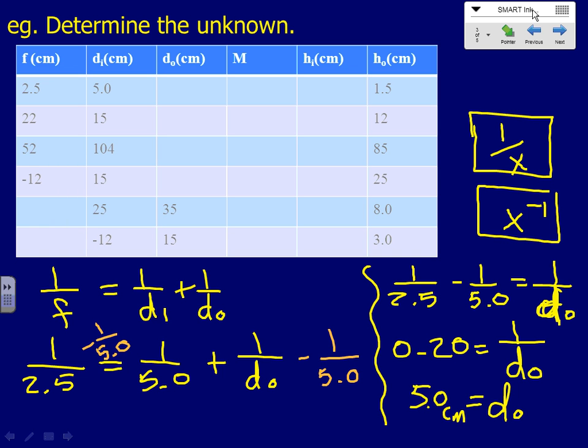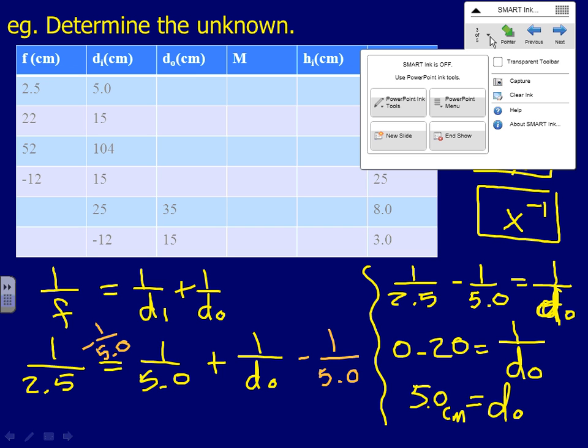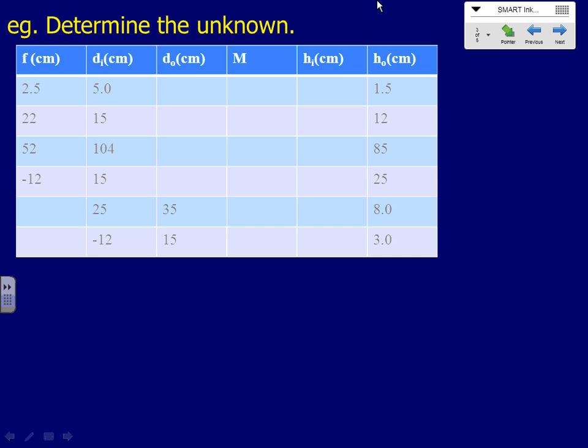I'm going to clear the screen because I want to keep going and solve for the rest of things right now, and I want to do it on the smart board. So let me just get rid of this writing. Clear ink, clear. So we now have DO is equal to 5. Nice. What would you like to calculate next?